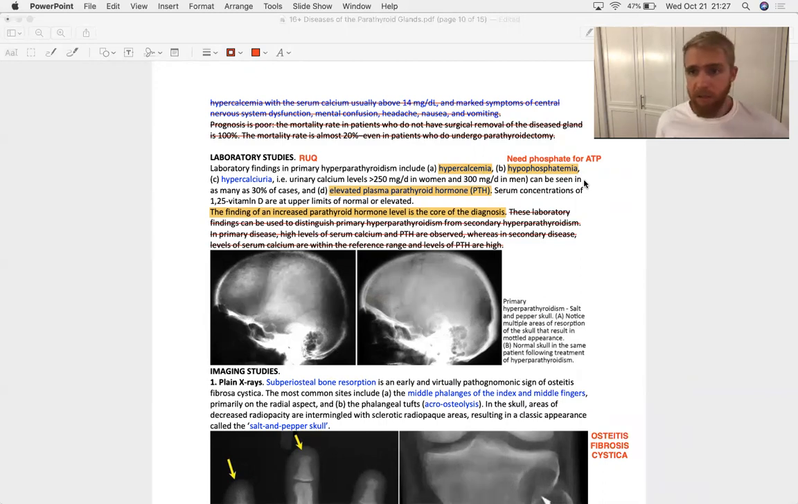Hypercalciuria, there's so much calcium, you got to excrete it somehow. And most importantly, elevated PTH. And the SDL says that is at the core of the diagnosis because PTH levels will tell you if this is a primary or secondary hyperparathyroidism.